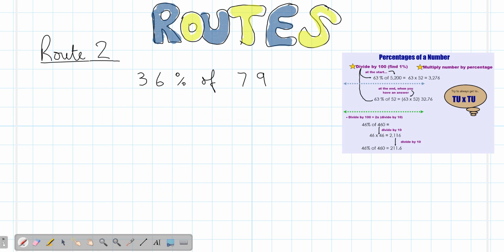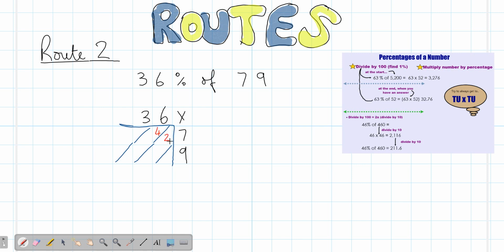Route 2 is where we divide by 100 at the end once we've done our multiplication. So we'll do our multiplication first this time. And it's asking us to find 36% of 79. So let's do the multiplication first. 36 multiplied by 79. Of course, you might have another approach of multiplying, and that is fine as well, as long as it is accurate. We make our grids, and we do our multiplications.